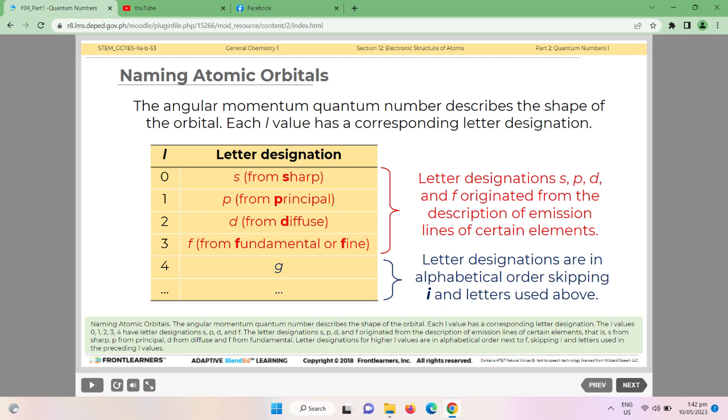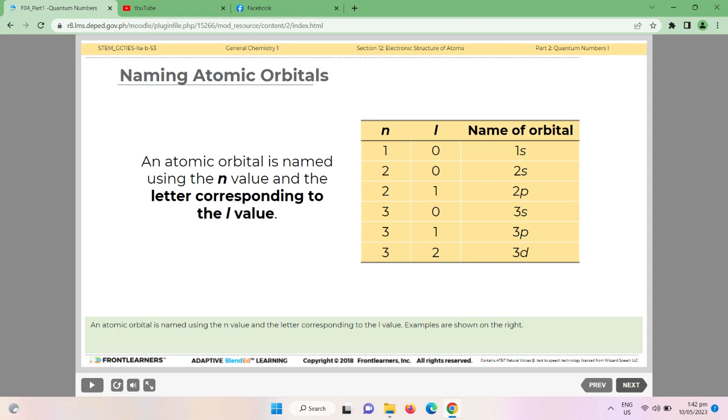Letter designations for higher l values are in alphabetical order next to f, skipping j and letters used in the preceding l values. An atomic orbital is named using the n value and the letter corresponding to the l value. Examples are shown on the right.